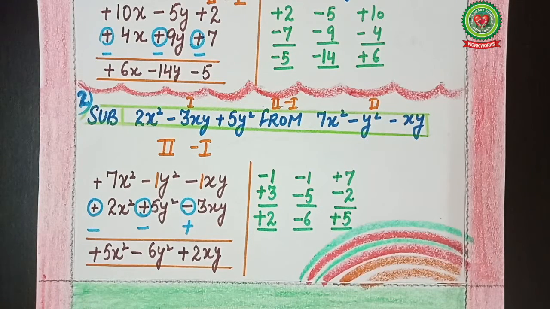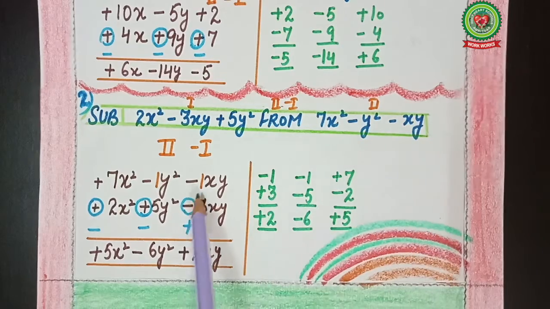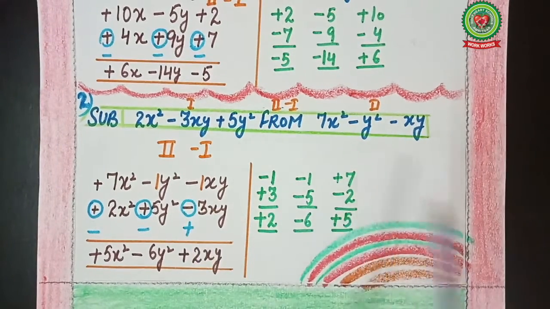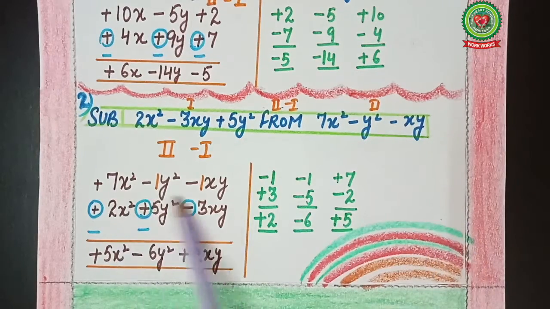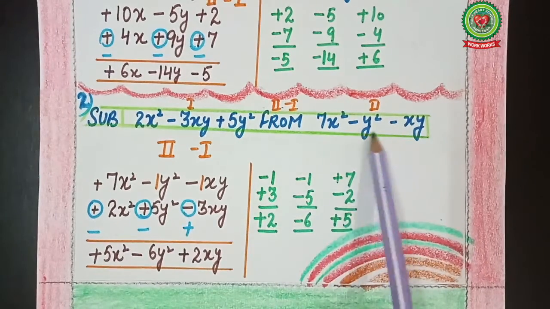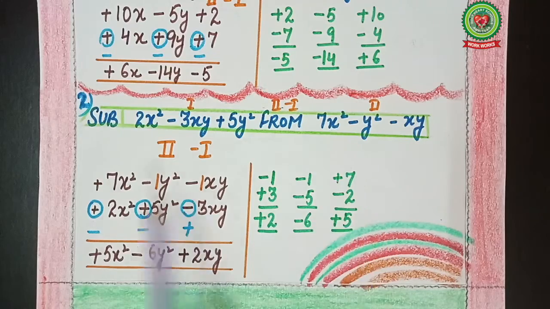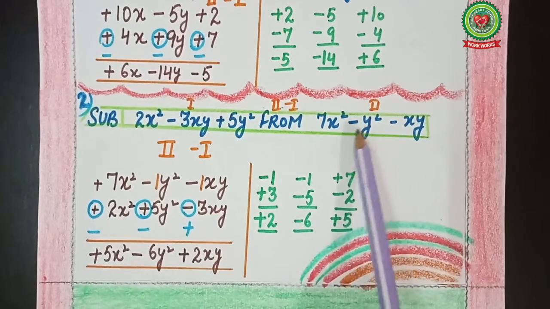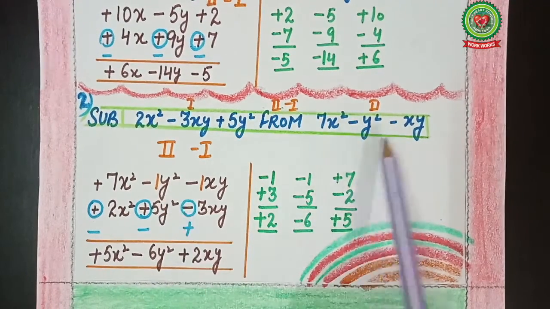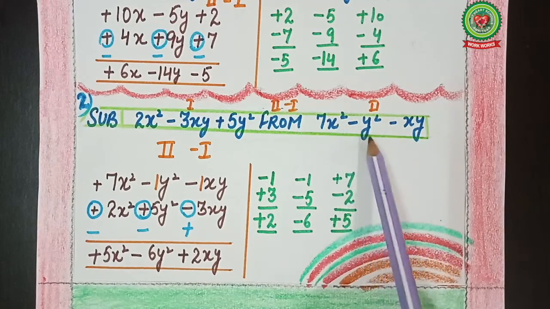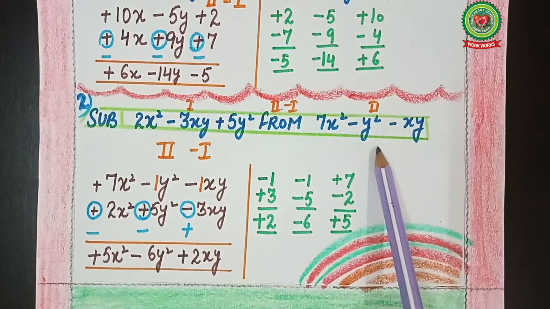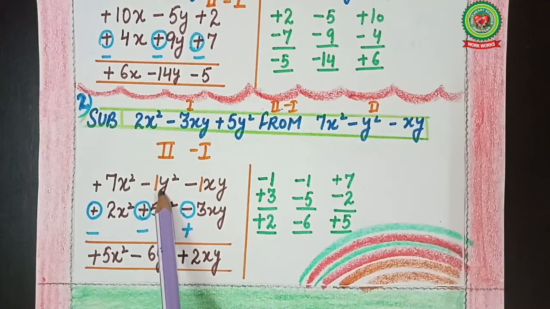That is, we have to write second expression. Which is the second expression? That is 7x square minus y square minus xy. So you will write here. And here you can see that in the statement with 7, no sign is there. So you will put here plus sign. And here minus y square is there. In the statement, no numerical coefficient is given to us. Only minus y square is given to us. So what will we do? We will put here 1.